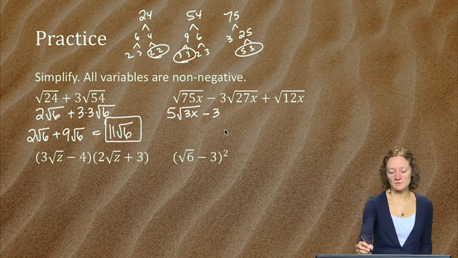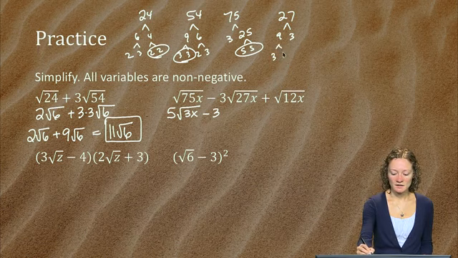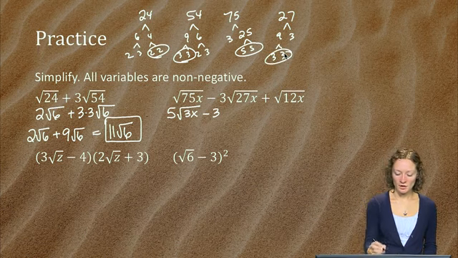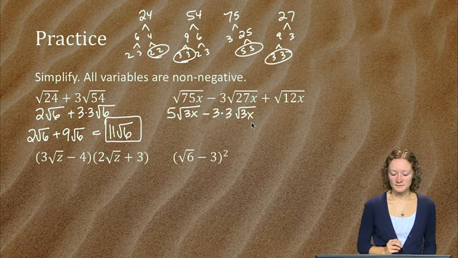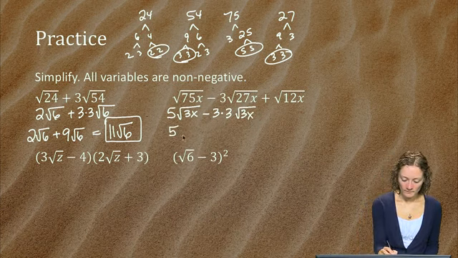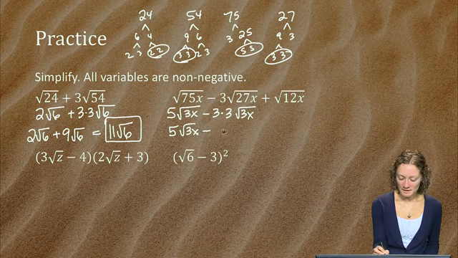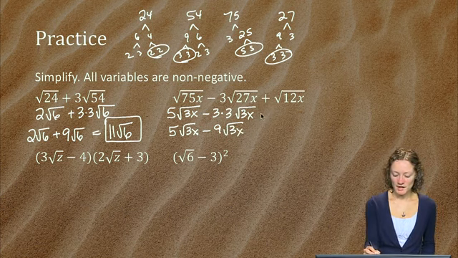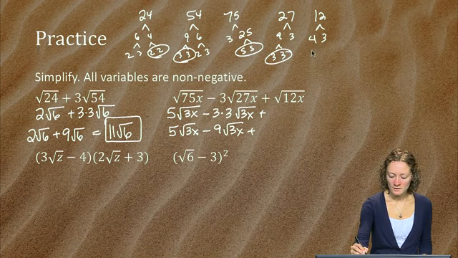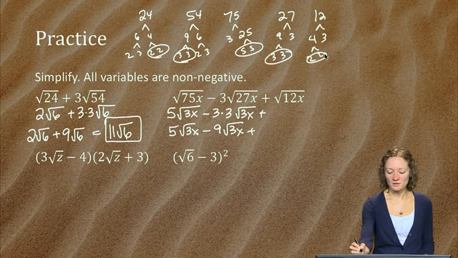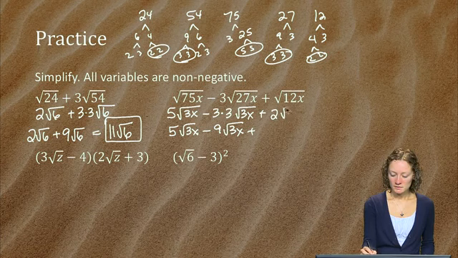The second one already has a 3 on the outside. 27 goes down to 9 and 3. 9 to 3 and 3, so another 3 comes out, and inside is left a 3x. So the second piece will ultimately clean up to be minus 9 square root of 3x. And then the last piece, the 12, breaks down to 4 and 3, the 4 to 2 and 2. So a 2 comes out, leaving you with a 3x.